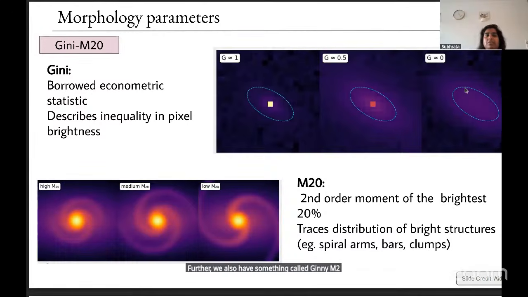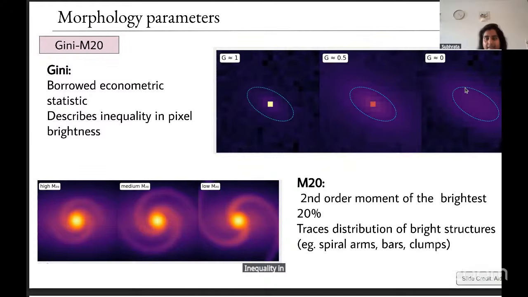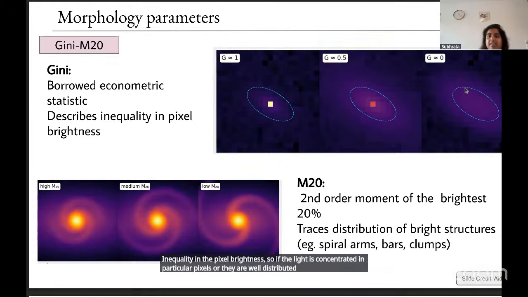Further, we also have something called Gini M20. Gini is borrowed from econometric statistics, where it was used to understand the distribution of wealth between the rich and the poor. So amazing, we are applying it to astronomy now. Gini describes the inequality in the pixel brightness, so whether the light is concentrated in particular pixels or well distributed. Gini 0 means the light is well distributed, and Gini 1 means it is concentrated at certain pixels only.